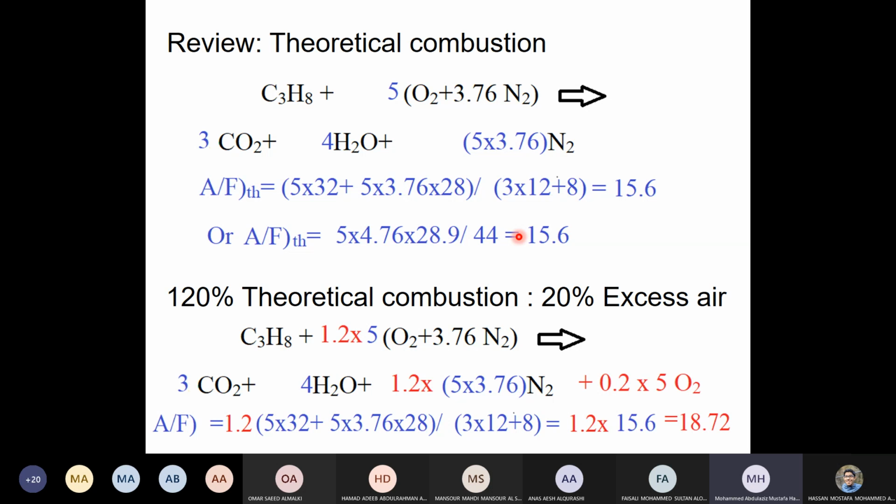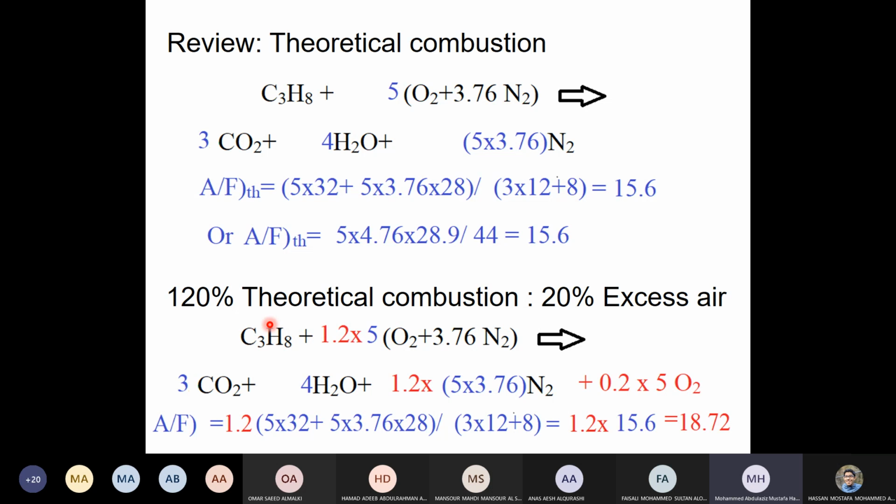So this will give you the air to fuel ratio. No mistakes, please. This is for theoretical air: how to write the equation and how to get the theoretical air to fuel ratio. Either this way or this one. No mistakes, please. You do this. Be an expert by solving just some examples.